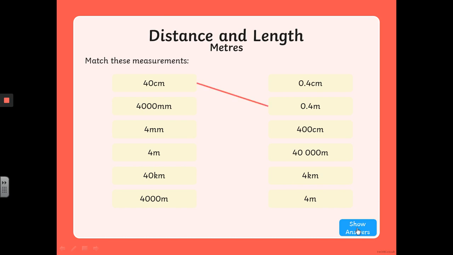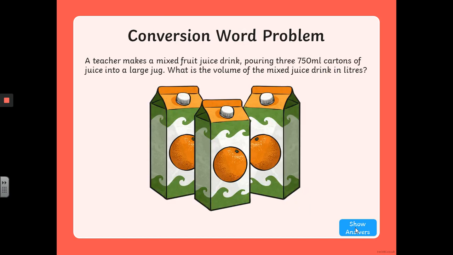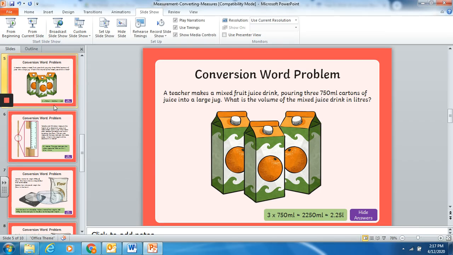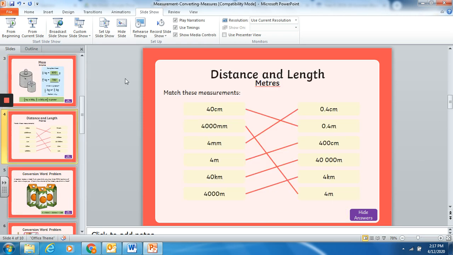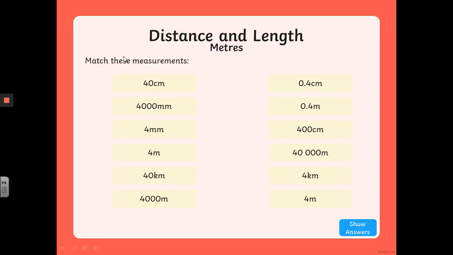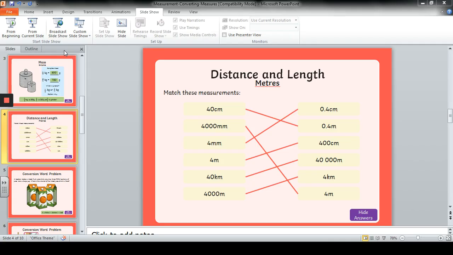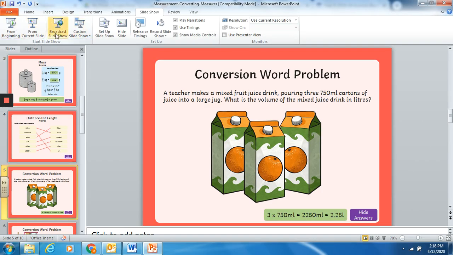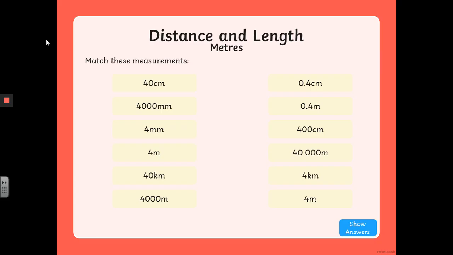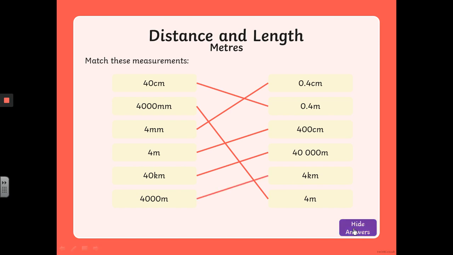So 40 centimeters is 0.4 meters. 4,000 millimeters, 4 meters. 4 millimeters is 0.4 centimeters. Oops, sorry. That was fast. Okay, oops, oopsie. Okay, so show all the answers now. Yeah, so these are the answers.